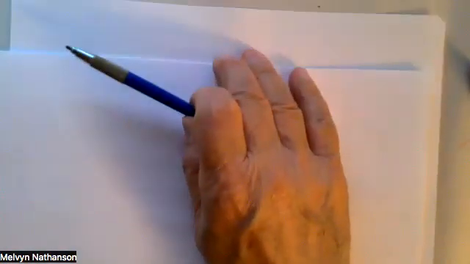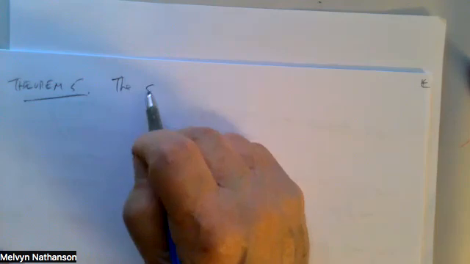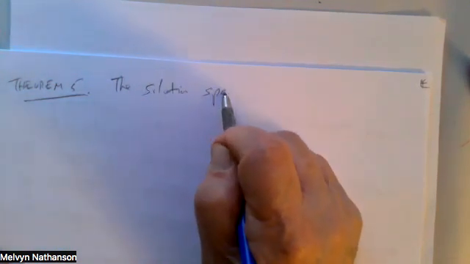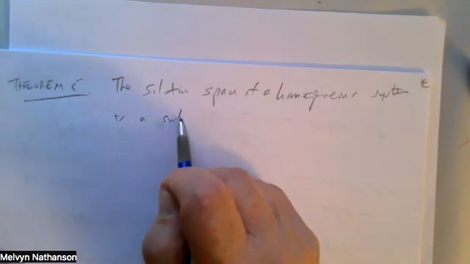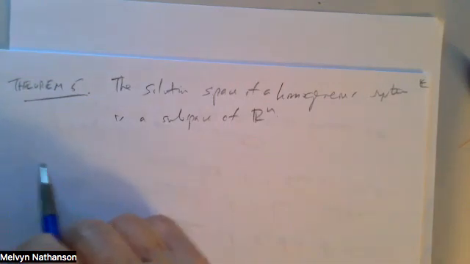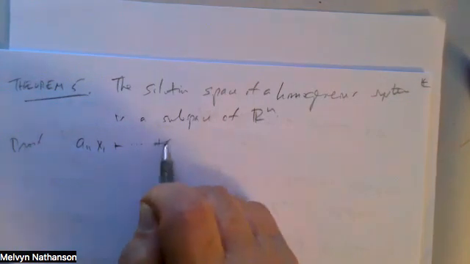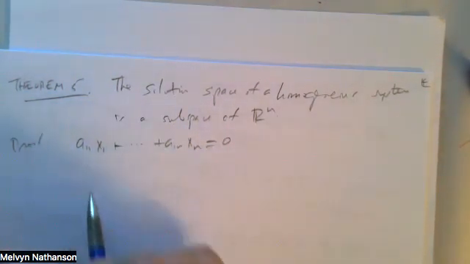And completely analogous to the results that we had for just one equation are the following. So this is in the notes. Theorem 5: the solution space of a homogeneous system is a subspace of Rn. So again, we have our homogeneous system, we have equations in n variables, and homogeneous means the right-hand sides are all 0.